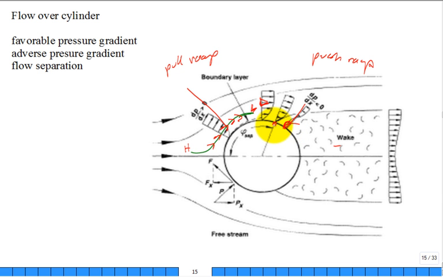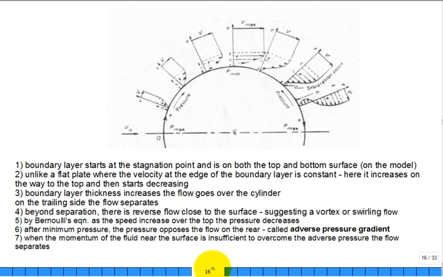Here they're showing you it's right there at the cusp of doing it, and now you're going to get a separation region. Once you get this separation region, you get a bunch of recirculation, a wake region, and it really increases the drag on the object. So things like the point of separation, the adverse pressure gradient, favorable pressure gradient, flow separation, wake region, those are good terms to know. There's a bunch of discussion of this. It's just what I said before.